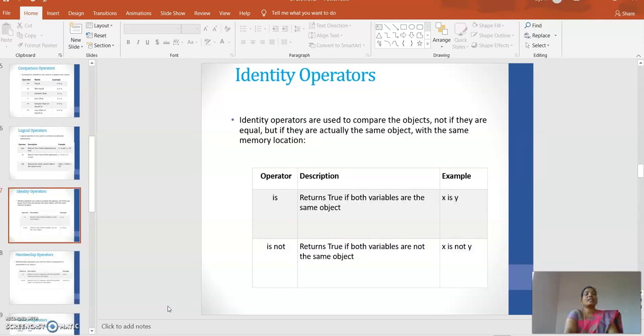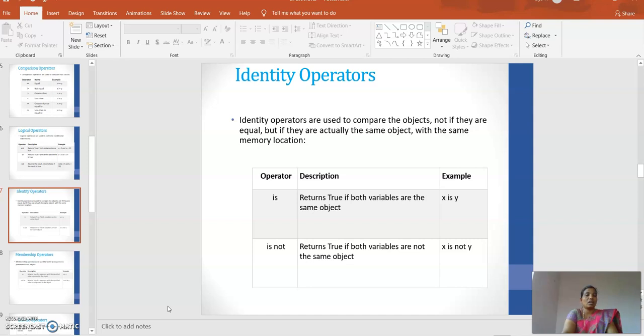And the next one is identity operators. The identity operators are used to compare objects, not if they are equal, but if they are actually the same object with the same memory location. First operator is is, second one is is not.